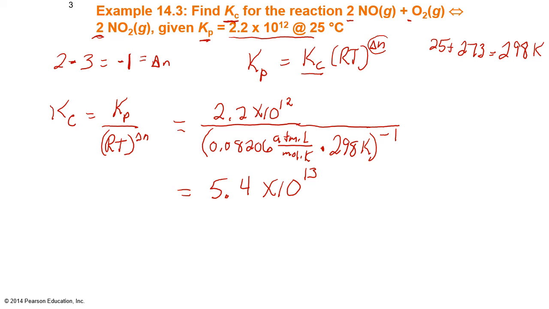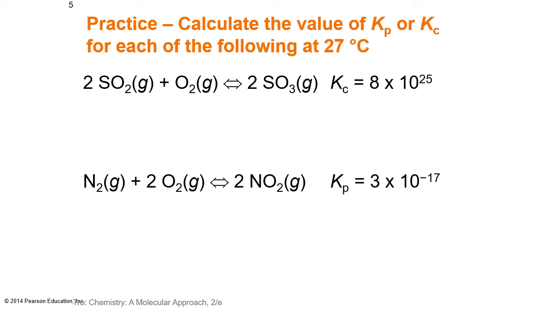And we've now found the equilibrium constant with respect to concentration when we were given the equilibrium constant with respect to pressure. So here's two for you to practice. Pause the video and see if you can either find the Kc or the Kp for each of the following reactions.